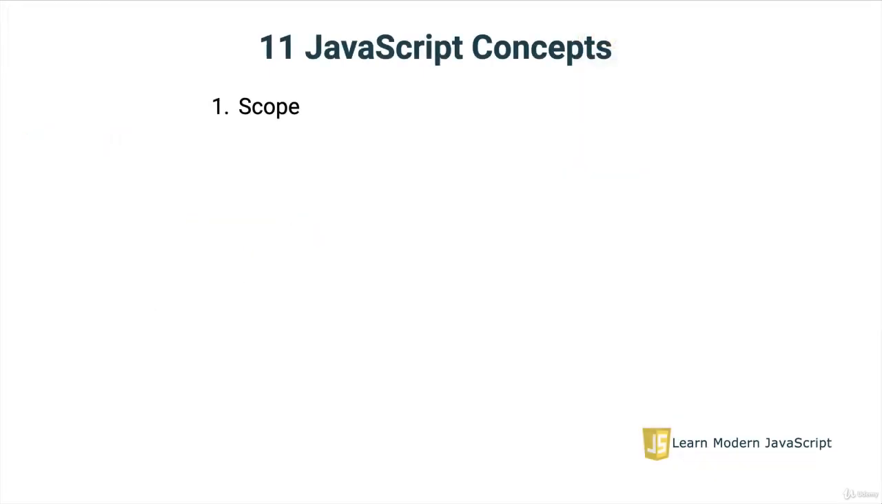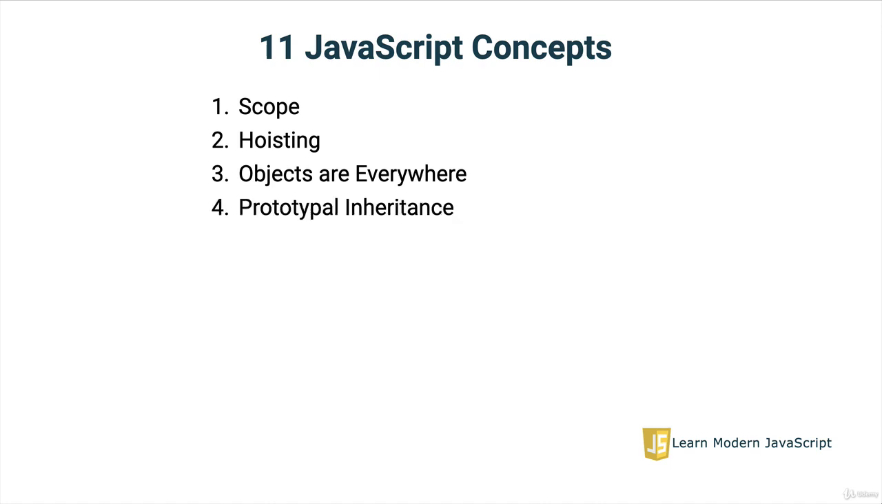So first off, we're going to deal with scope. An important topic for any JavaScript developer to understand. And then we'll talk about hoisting. Falls along the same lines as scope. Then we need to talk about the fact that objects in JavaScript are everywhere. They're a big part of JavaScript, and you need to understand that in order to be effective in JavaScript. After that, we'll jump into prototypal inheritance. Understanding how inheritance and how objects share properties and methods in JavaScript is critical.